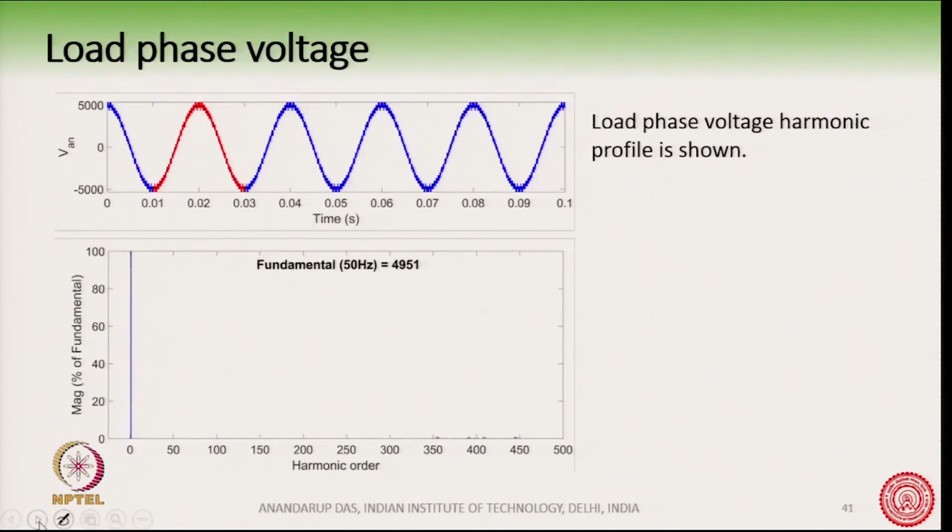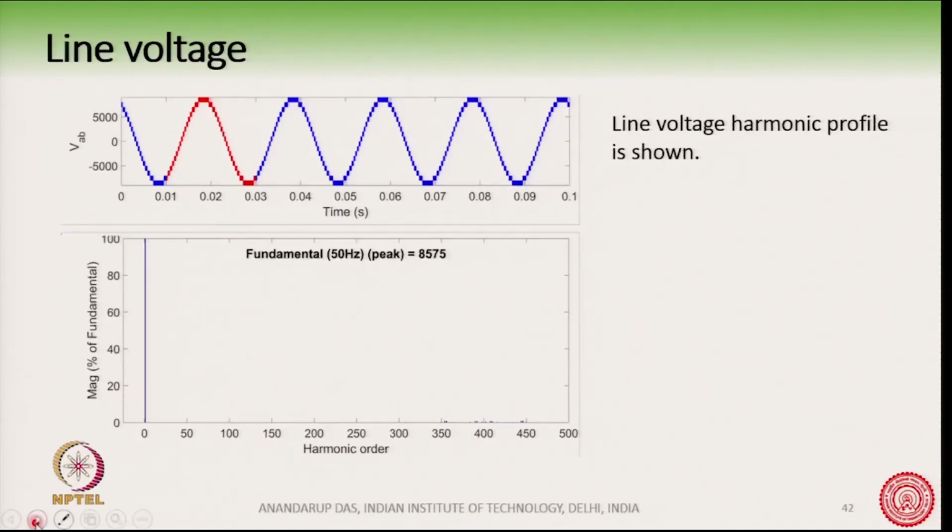So, the load phase voltage, exactly like before, has harmonic sidebands around 400 here, and the triplet harmonics have disappeared. All harmonics are at 400 times the fundamental. Line voltages also do not have the triplet harmonics anymore. The line voltage is √3 times the peak phase voltage magnitude.